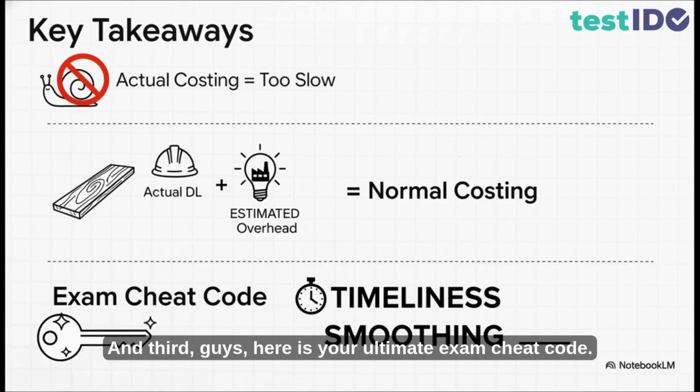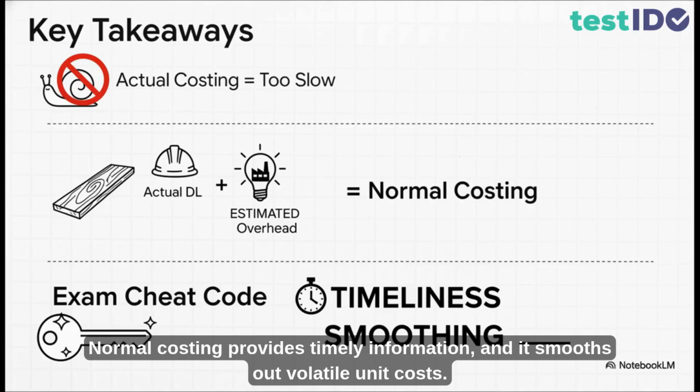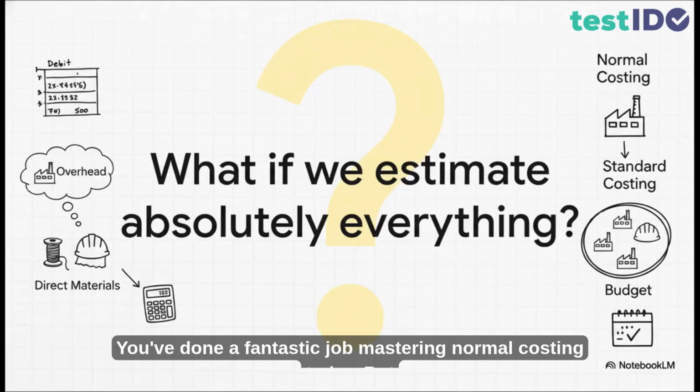And third, guys, here is your ultimate exam cheat code. If a multiple choice question asks you why a company prefers normal costing, scan the answers for 2 magic words: timeliness and smoothing. Normal costing provides timely information, and it smooths out volatile unit costs. You've done a fantastic job mastering normal costing today.